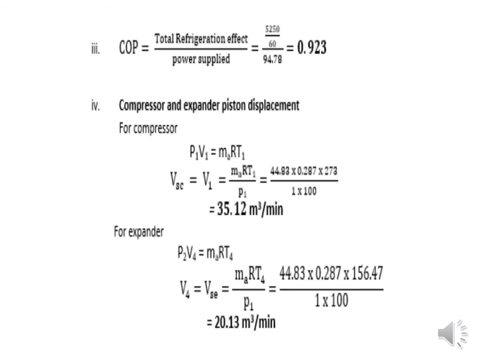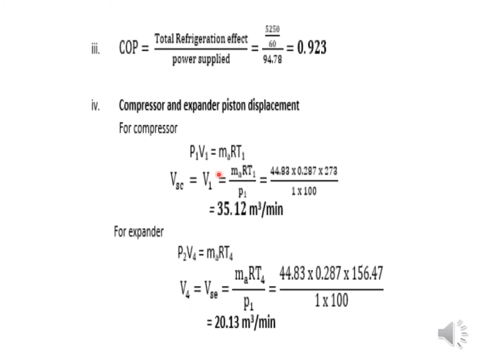COP is total refrigeration effect divided by power supplied. Since this power supplied is in kilowatt, this also should be in kilowatt, but 5250 is kilojoules per minute, divided by 60 will get into kilowatt. 0.923 is the COP. One more thing he has asked in the question is V1 and V4.